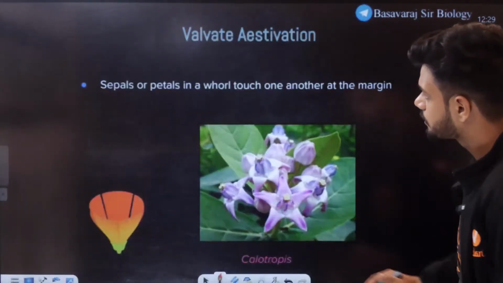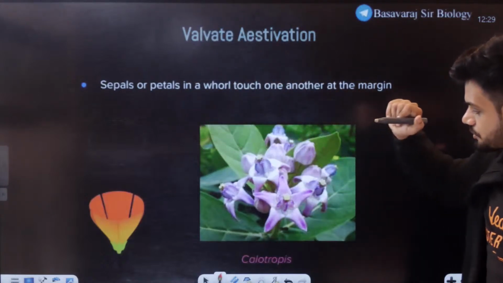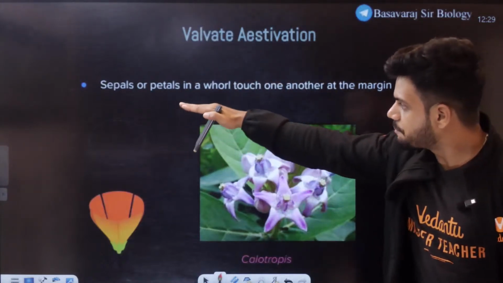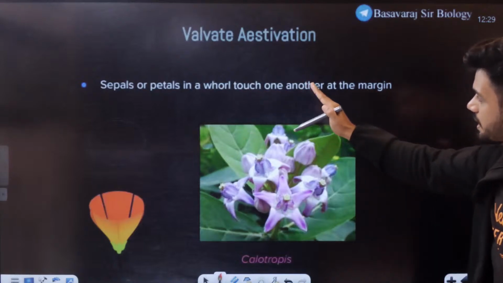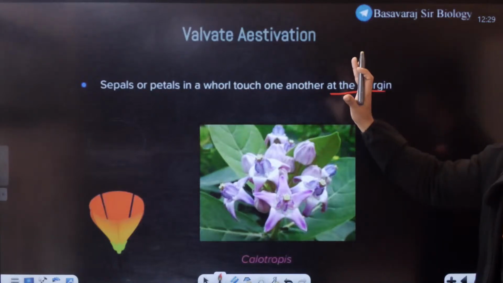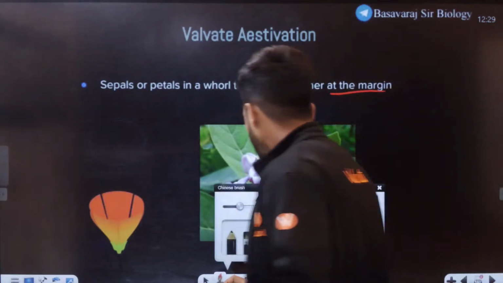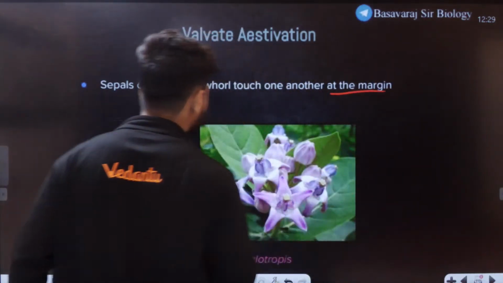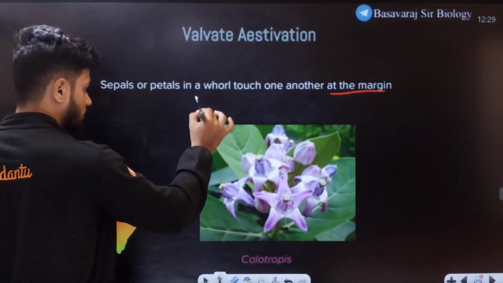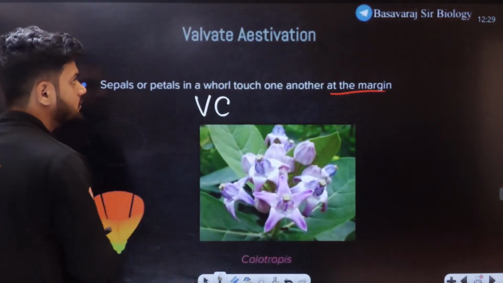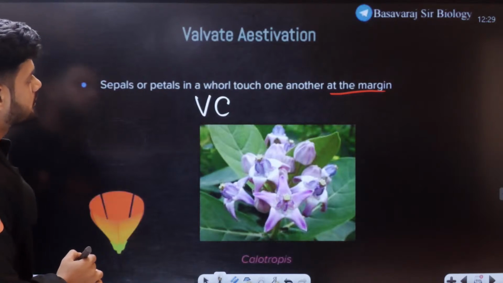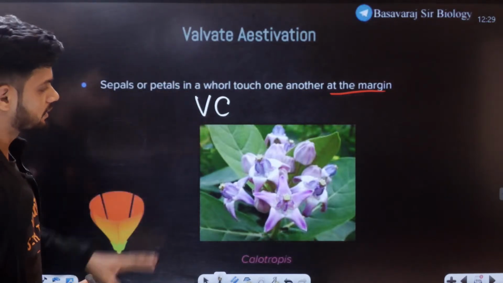See this here. Valvate estivation. Sepals or petals in the whorl touch one another at the margin. Just at the margin, there is no overlapping whatsoever. The example here is VC. What is VC? Valvate chair.